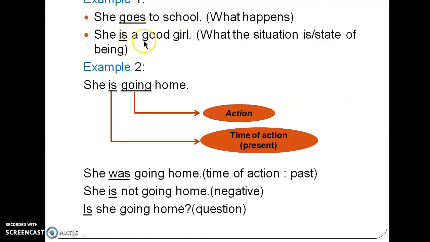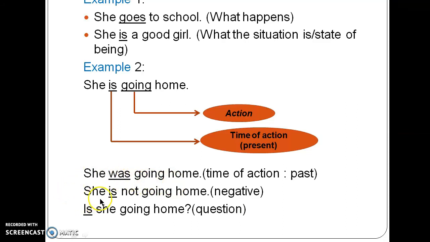Is here is the main verb, but in example 2, going is the main verb, but here is is not the main verb. Is is playing the role of a helping verb, or auxiliary, since it is helping us to show the time of the action. Similarly, she was going home. Going is the main verb, was is the auxiliary or helping verb.